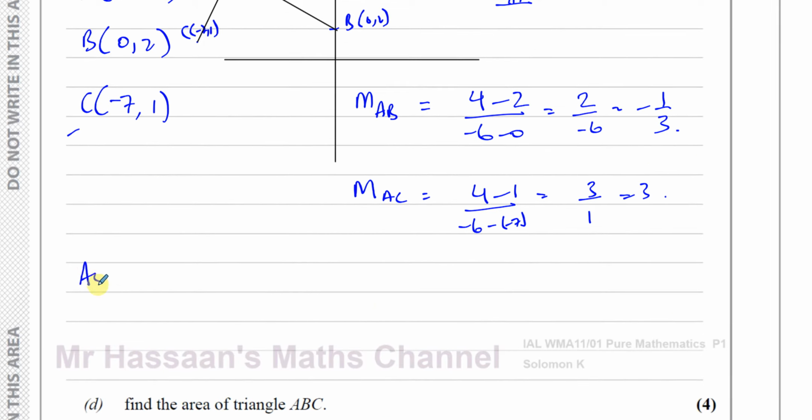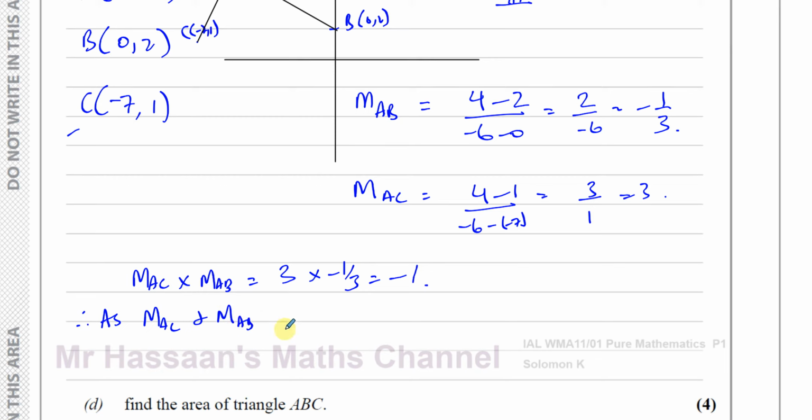So we find the gradient of AC times the gradient of AB, which is equal to 3 times minus 1/3, which is equal to negative 1. So therefore, as the product of the gradient of the line AC and the gradient of the line AB is equal to negative 1, they must be perpendicular. So that's enough for you to give the reason.